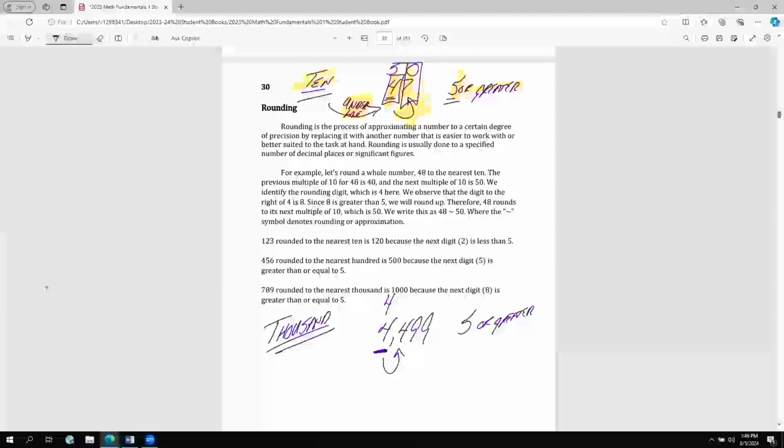Everything that's behind the 4 will now turn to a 0. So this 4 is going to be a 0, this 9 will be a 0, and this other 9 will be a 0. Another way to say this is this. Is 4,499 closer to 5,000 or closer to 4,000? And if you looked at this, you'd say, well, Darren, it is $1 away. I mean, if this was 5,000, if this was 4,500, then I would definitely round up. But it's not that. So you would say this number is closer to 4,000 than it is 5,000.